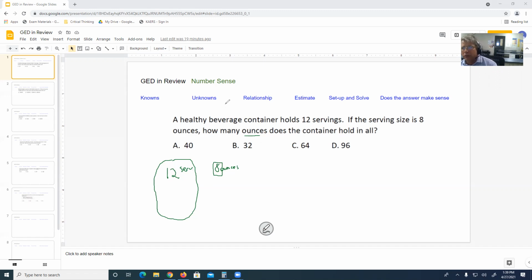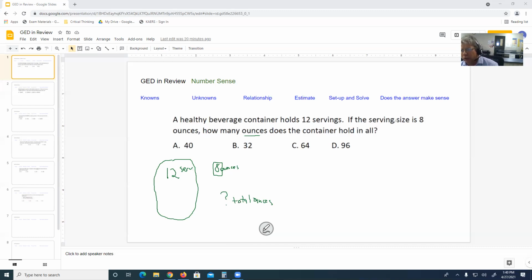So the unknown is this last part, how many ounces? We don't know the total ounces, because we use that word "in all." You don't have to necessarily be writing this down, but that's your mental notes for this problem. I'm looking for the total ounces, so I'm jotting some information down. The relationship that I'm picking up on is there's something to do with servings, and somehow that's going to help us work with these ounces to get one of these answers down here.